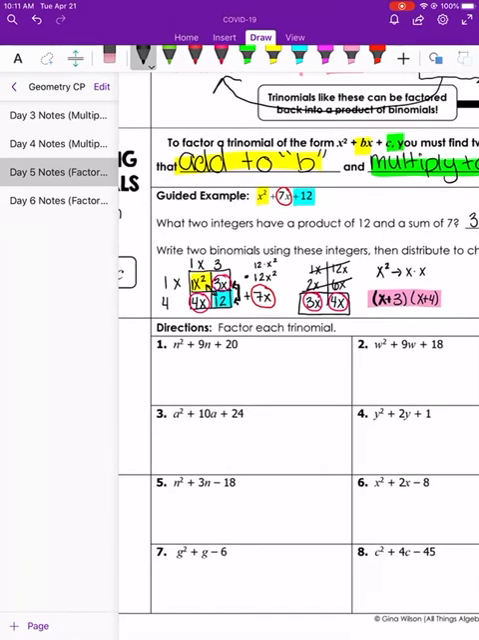Okay. I know it's a lot of work, but with time, you guys are going to get much better at realizing what numbers multiply and add together. So don't get frustrated. Just keep practicing these. In Algebra 2, you guys are going to start factoring sometime in November, and you will factor pretty much every day for the rest of the year. Okay, so this is extremely important to get down.